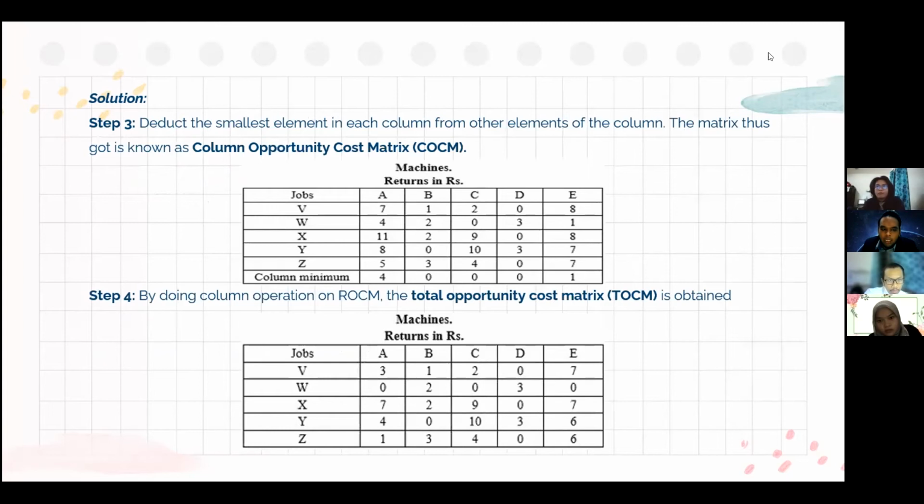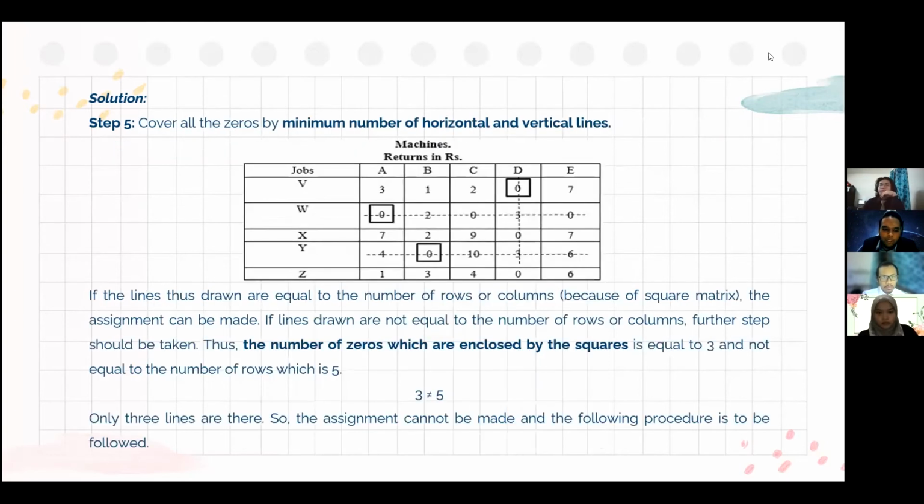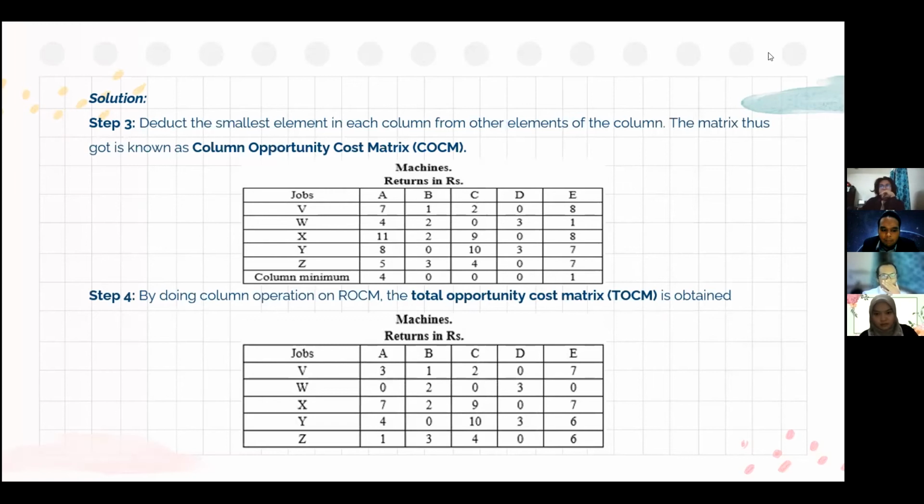For step 3, deduct the smallest element in each column from the other elements of the column. The matrix thus obtained is known as the column opportunity cost matrix, COCM. Then for step 4, by doing a column operation on the ROCM, the total opportunity cost matrix, TOCM, is obtained. So the total opportunity cost matrix can be obtained by simply doing a row operation on the column opportunity cost matrix or a column operation on the row opportunity cost matrix. This method is simple and saves time. Next, please.